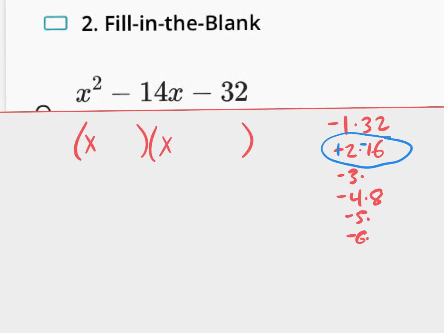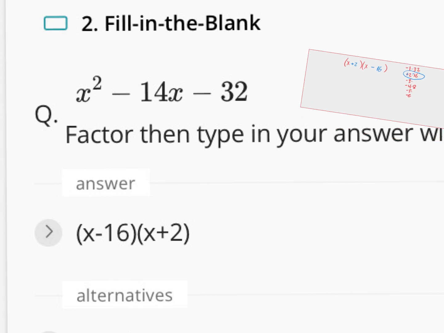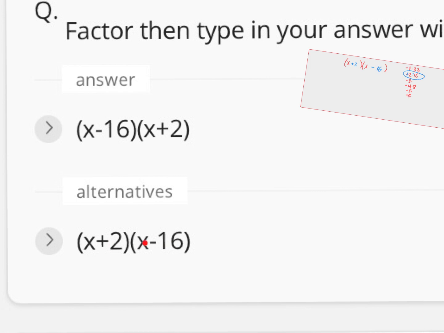Once again, the thought process is to set this up and then think what times what is the last number that if you combine together gives you the middle number. And that will be a positive 2 and a negative 16, and that's the correct factored form. If you wanted to double check it, just distribute, and then combine like terms in the middle, and you should get to that original variable expression. Let's move on. As you can see, the answer is right there, x minus 16, x plus 2, and it doesn't matter which order you write it in, it's going to be correct. So if you were to switch the order, you'd still get full credit. Let's move on to the next question.